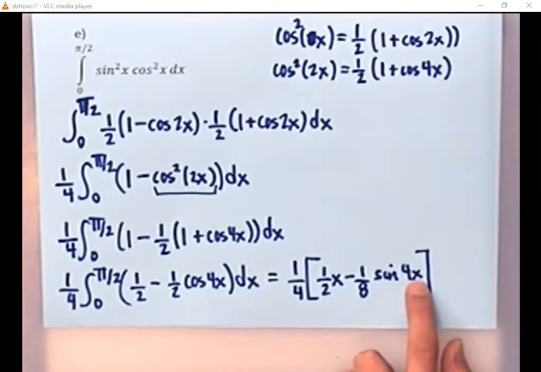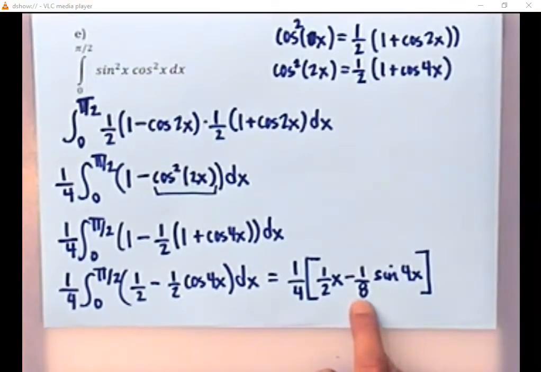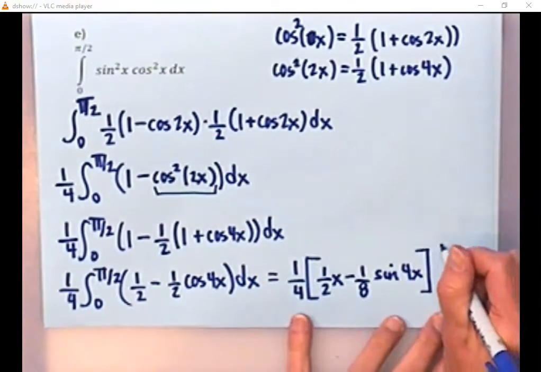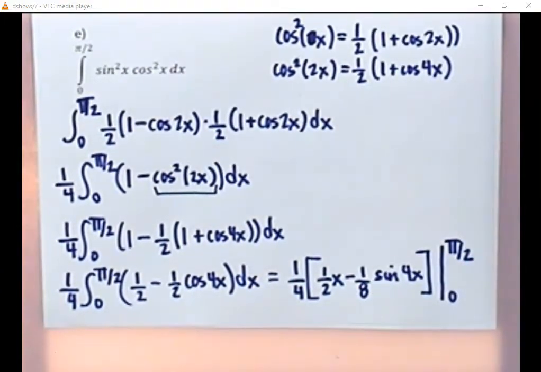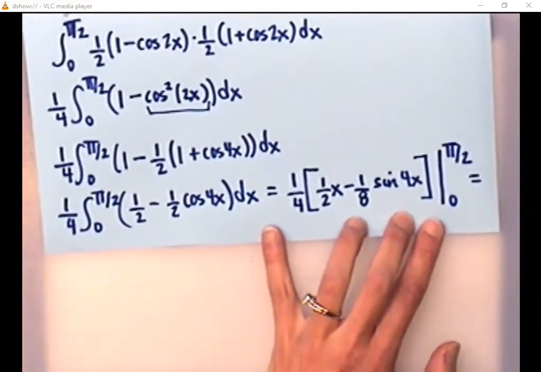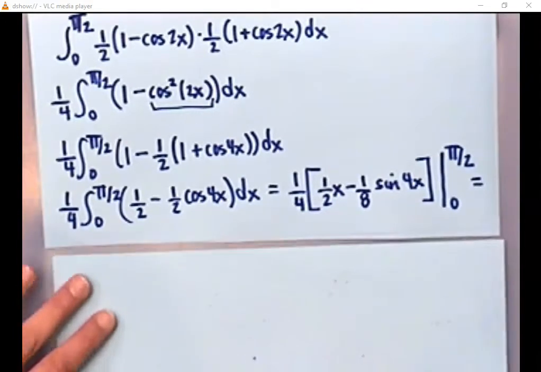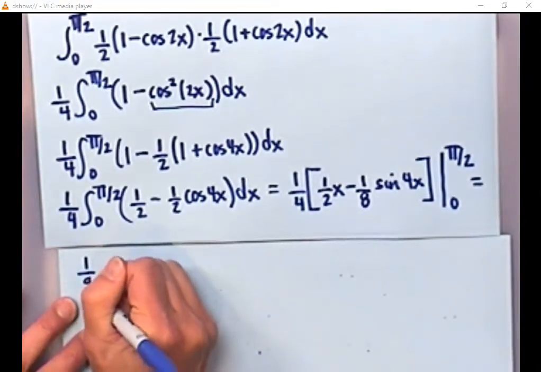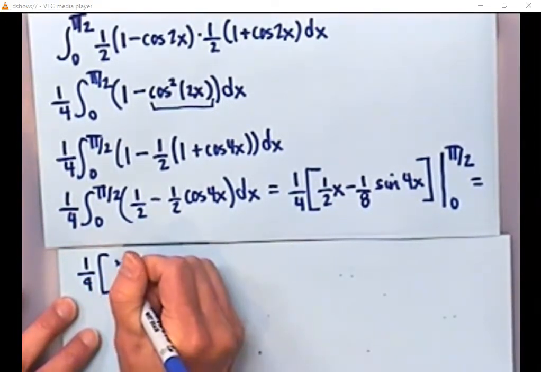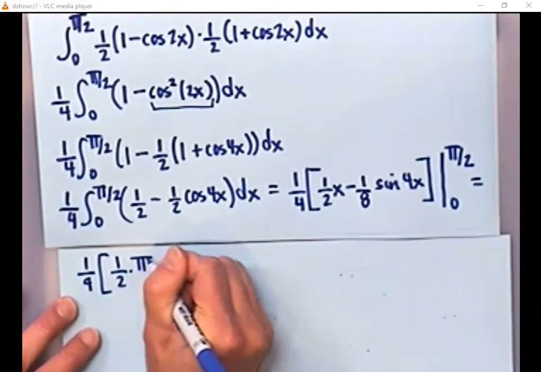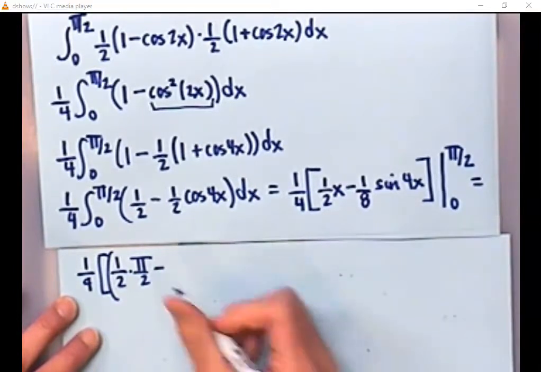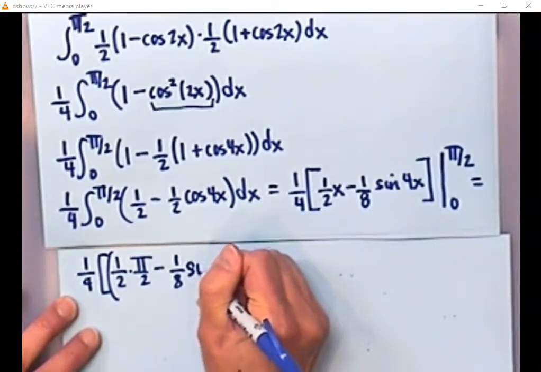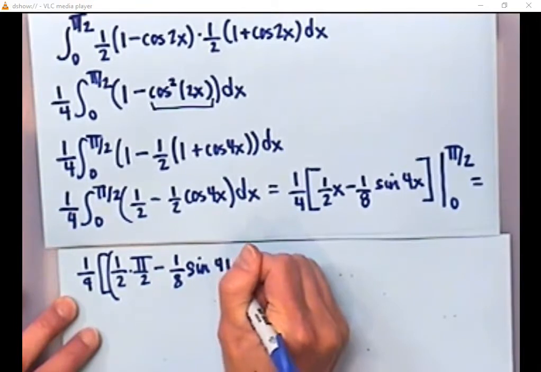And then you have to make sure that you divide by the derivative of the inside, which is a 4, making that 1/8. And then we're going to plug in our limits, 0 to pi over 2. So that would be the regular integral, but with a plus c, we're going to plug in our limits here. So let's see what we end up with. Here we've got 1/4. Let's plug this in. So we've got 1/2 times pi over 2 to start, and then plug in pi over 2 here. That would be minus 1/8 sine of 4 pi over 2.